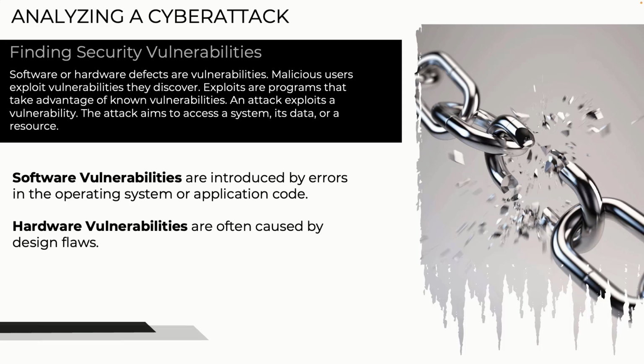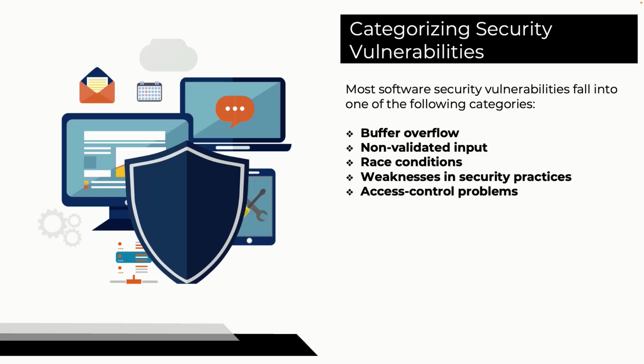Software vulnerabilities are introduced by errors in the operating system or at the application level or application code. Meanwhile, hardware vulnerabilities are often caused by hardware design flaws. Security vulnerabilities are any kind of software or hardware defects. Vulnerability means weakness. After gaining knowledge of a vulnerability or a weakness, malicious users or hackers attempt to exploit it or to take advantage of it.